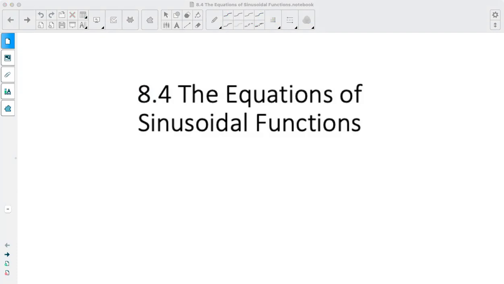Hi, today we're looking at section 8.4, which is equations of sinusoidal functions. In the previous section, we looked at being able to calculate our amplitude, our period, our midline, and essentially in today's notes, we're going to look at how that affects our graphs of y equals sine x and y equals cos x.